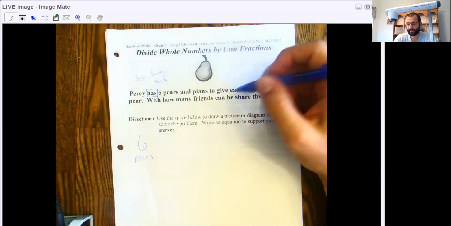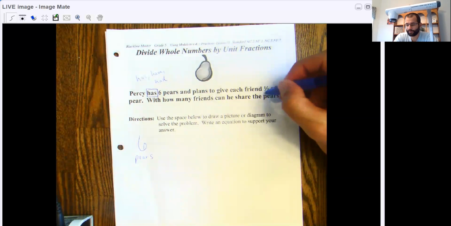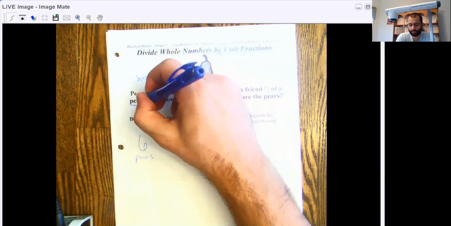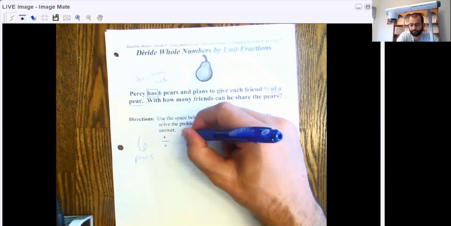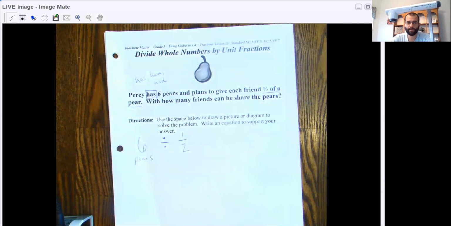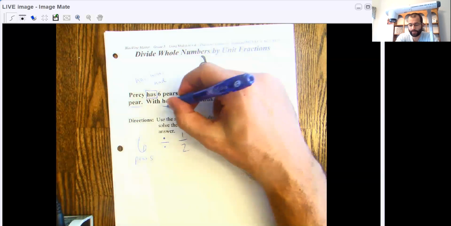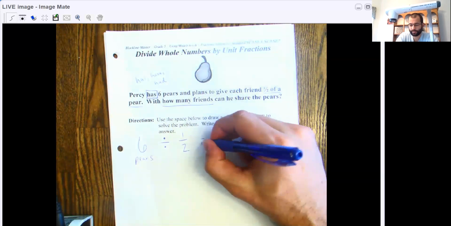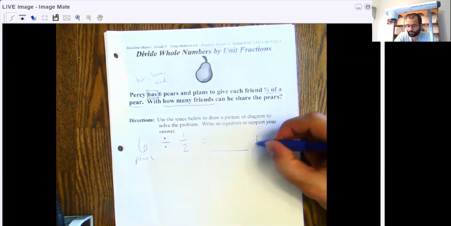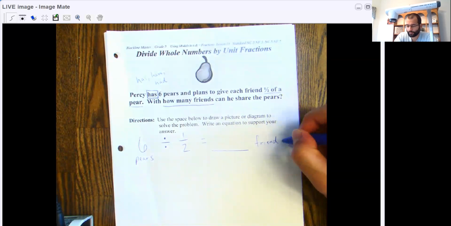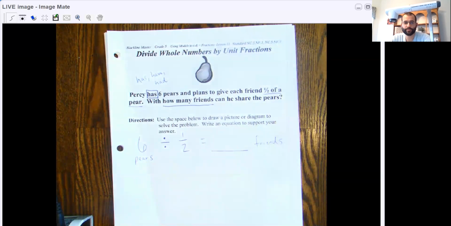It then says that he plans to give each friend 1/2 of a pair. So I'm going to take my 6 pairs and I'm going to be dividing by 1/2 because I'm going to give each friend a 1/2. And then look at the question. The question says, how many friends? So this tells me my answer is going to tell me how many friends I can share with total.